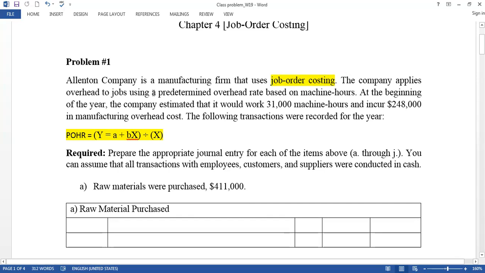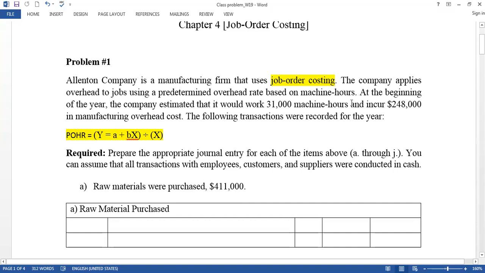So last class I told you that for the actual manufacturing overhead cost, we cannot wait until the end of the year. So what we can do, we can estimate a predetermined manufacturing overhead rate just before we start the production. So the company applies overhead to jobs using a predetermined overhead rate based on the machine hours. So we are going to calculate the rate based on the machine hours.